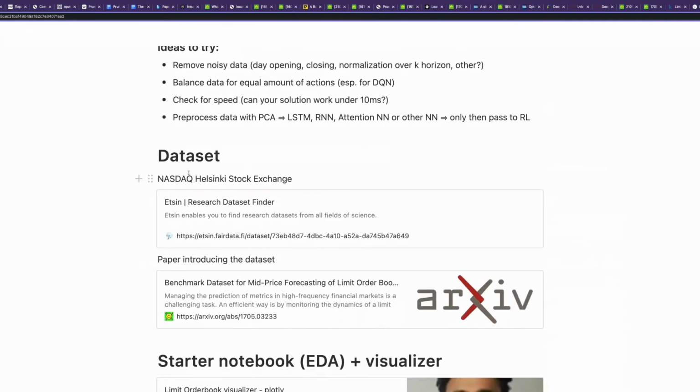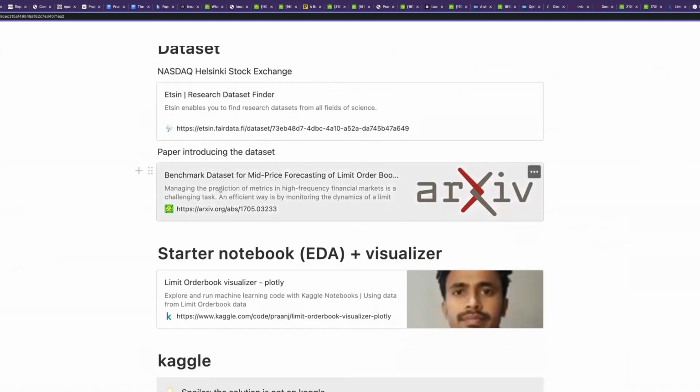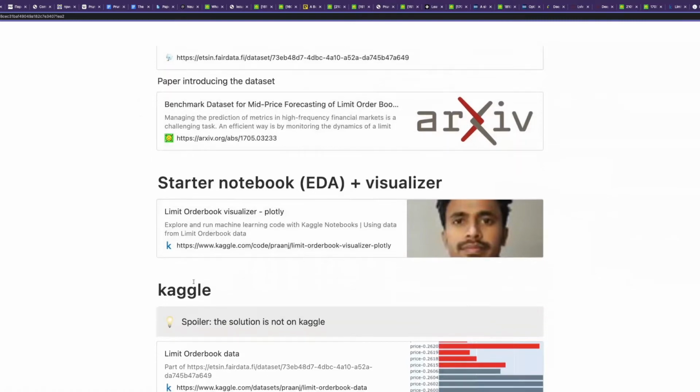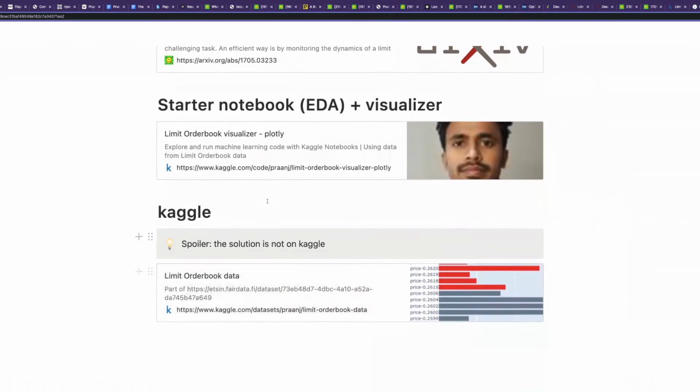Here is the link to the data set, as well as to the paper introducing the data set. Here is the starter notebook specifically for this data set. It gives you the ability to visualize the data, understand the distributions, features, targets, etc. There was a Kaggle competition on that data set, but there are no solutions on Kaggle, so don't try to find them.